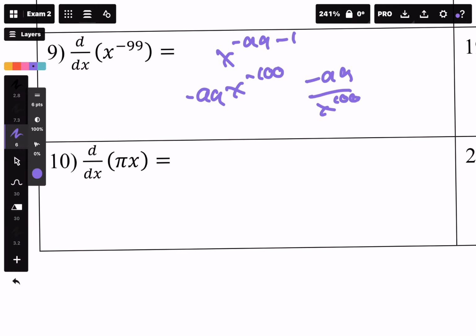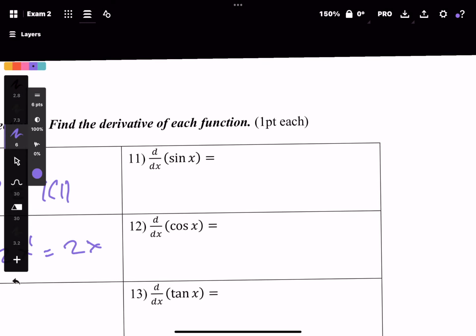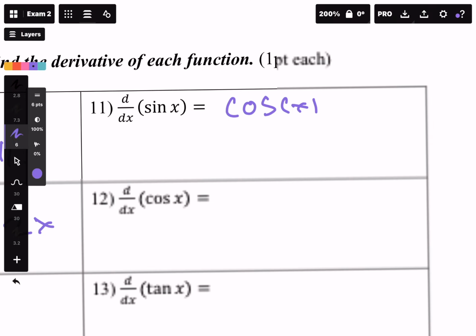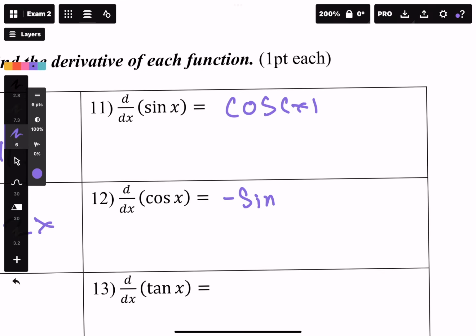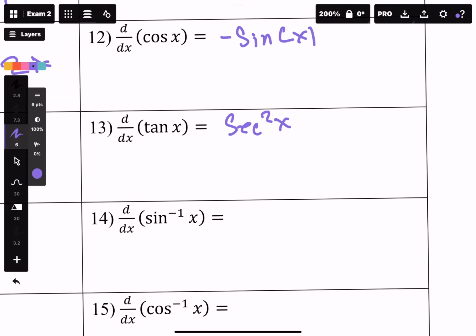Okay, we're almost there. X, as I said, we just turn to 1, since x to the 1 minus 1 equals x to the 0, so it'll just be pi. Okay, let's go to trigs now. For these, there's different ways, but you can easily memorize this, since sine is cosine of x, cosine is negative sine, tangent is secant squared of x.